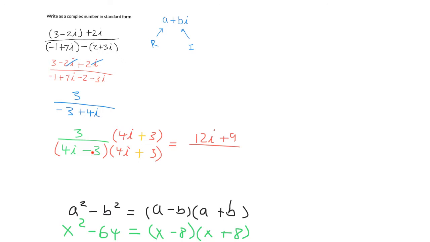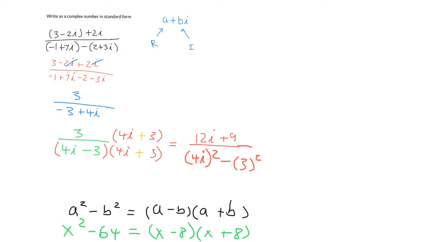And in fact, that's the whole point of multiplying by the conjugate, is because now we can just write 4i squared minus 3 squared.